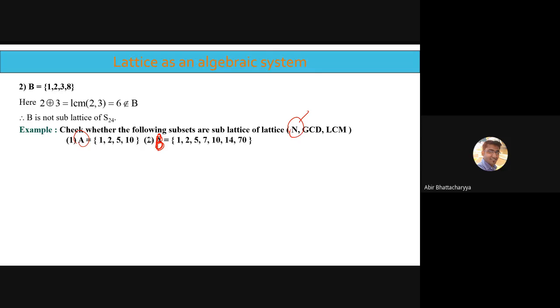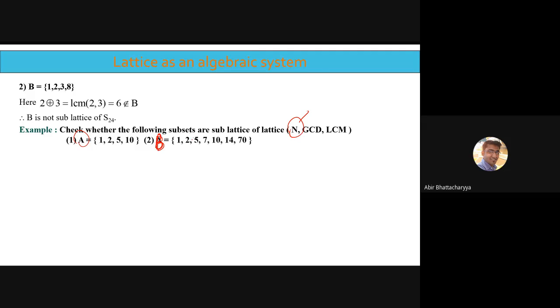All right. So the first one is a sublattice, because for all elements, we take the LCM of 1 and 2, LCM of 1 and 5, 1 2 5, 5 10, anything, and the GCD of 1 2, 1 5, 2 5, all belong to A only.